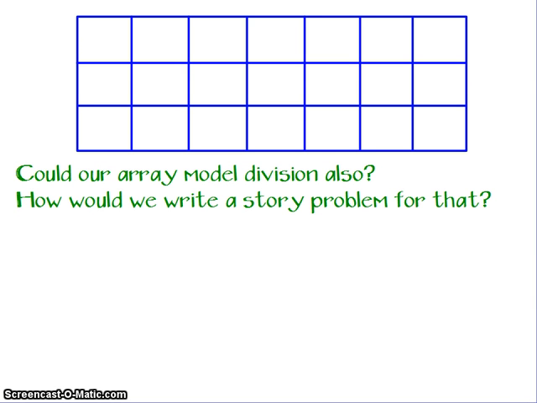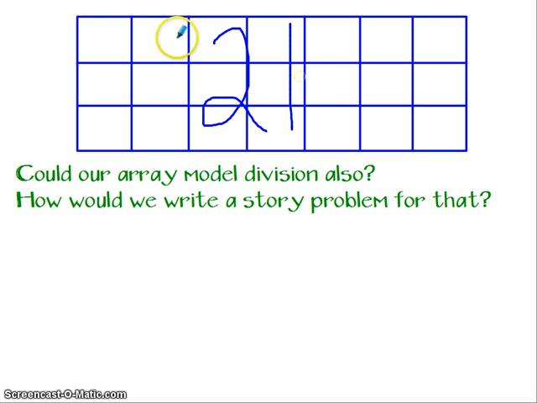Okay, how could our array model division also? How would we write a story problem for that? Well, remember, division is simply the opposite of multiplication. With division, you have your total. Remember, our total was 21. And we're going to put those 21 into 3 different groups.